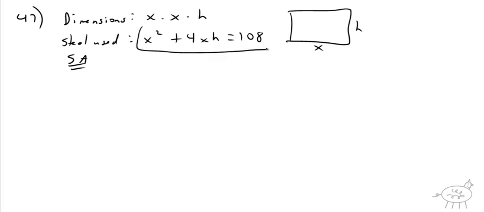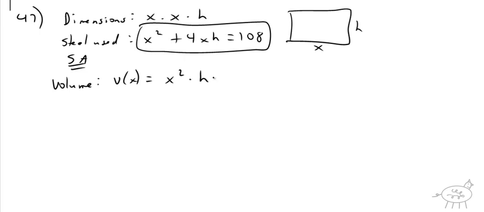So this is one nice little friendly formula here. And then they tell you the volume is, they're asking you to find the maximum volume here, right? So we have V of x is equal to, well, the volume of that is x squared times h, right? Let's take the area of the base times the height. And we're trying to maximize that.